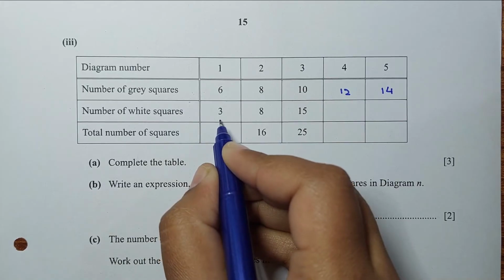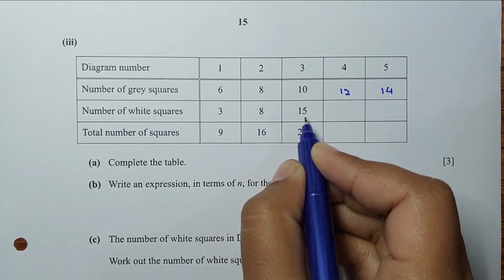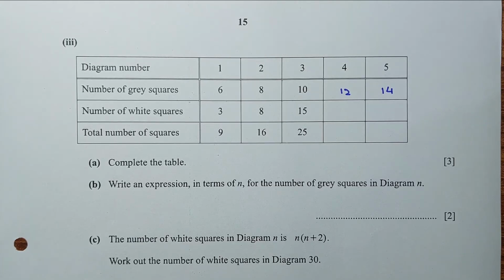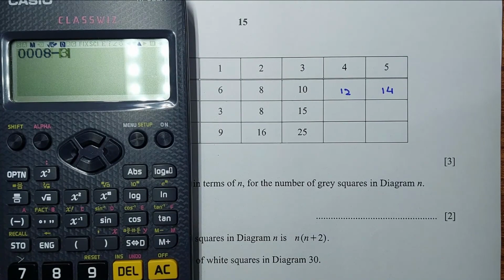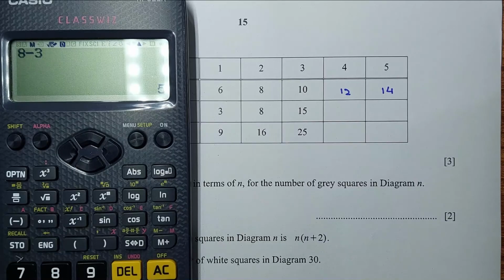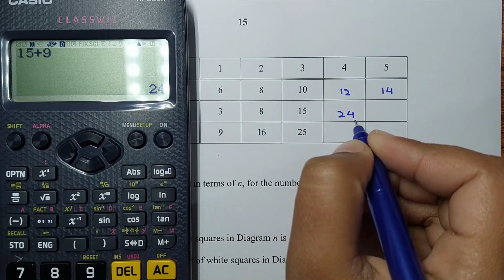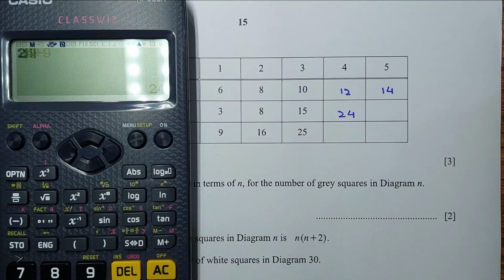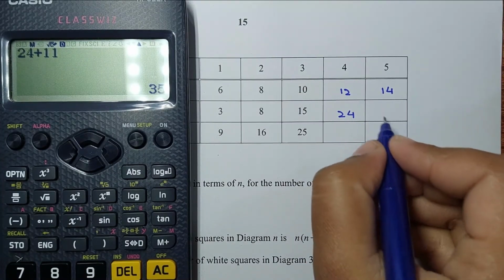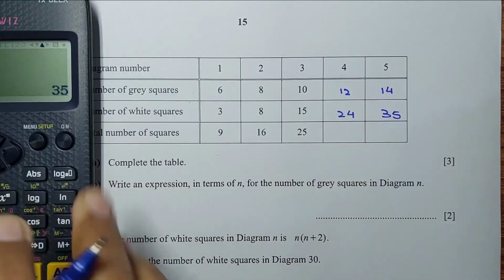Number of white squares are 3, 8, and 15. Okay, the pattern is 3, 8, and 15. Let me check. So 8 minus 3 is 5, and 15 minus 8 is 7. The first difference is 5, the next difference is 7, and then next would be 9, right? So in 15, adding 9, this would be 24. So 3, 5, 9, and the next difference would be 11. So in 24, add 11, that would be 35, right?